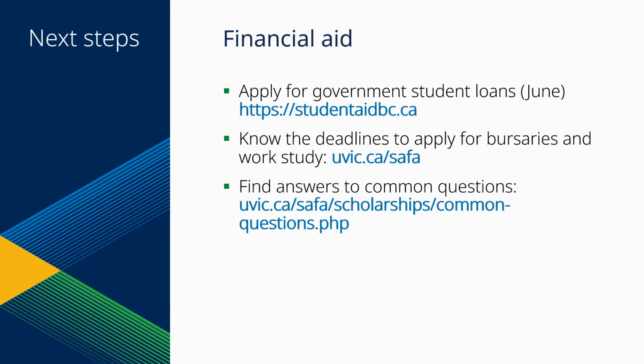For timing for financial aid, applying for government student loans is generally a process that is started in June. A lot of them will ask for a verification of enrollment or proof of enrollment. This is only available once you have registered for courses. So since you're registering for courses in early to mid-June, it's generally at that stage or after that you would start the government loan process.